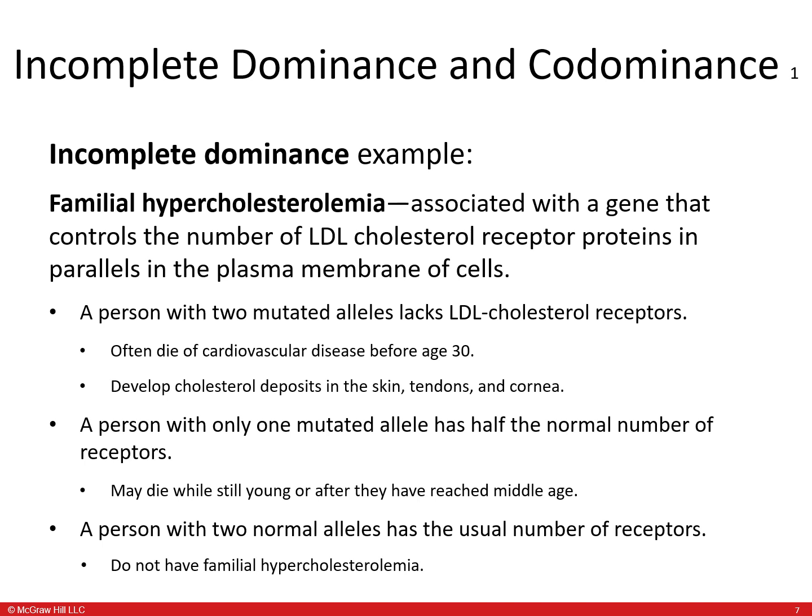A person with two mutated alleles lacks the LDL cholesterol receptors, and these individuals often die of cardiovascular disease at a very early age, for example, around the age of 30. They develop cholesterol deposits in the skin, tendons, and cornea. A person with only one mutated allele has half the normal number of receptors, and they may die while still young or after they have reached middle age, while a person with two normal alleles has the usual number of receptors, and they do not have familial hypercholesterolemia.